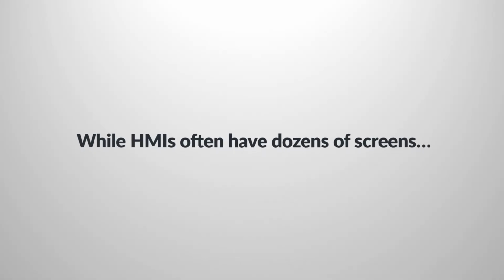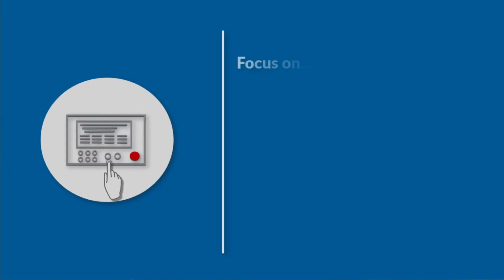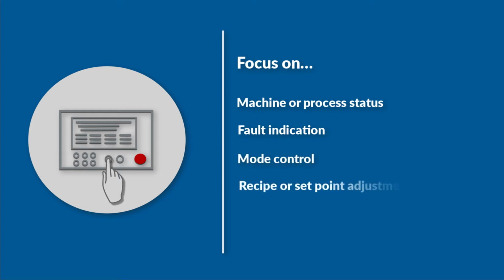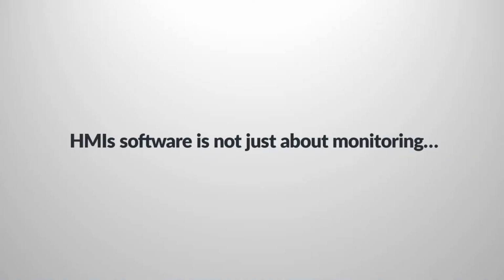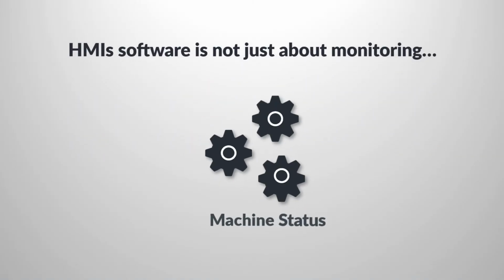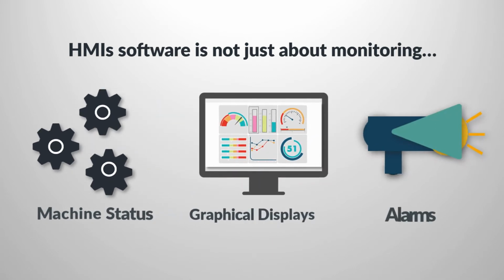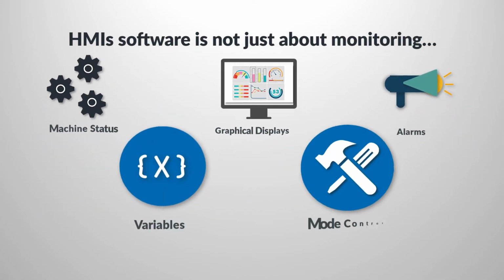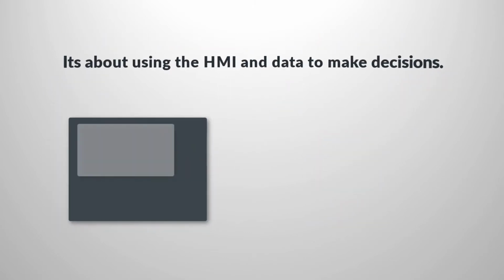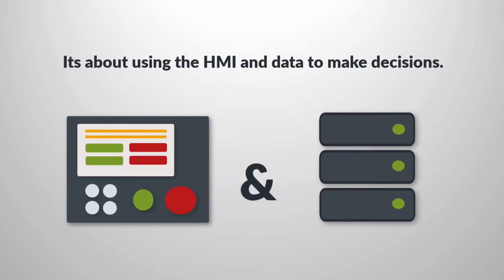While HMIs have dozens of screens, focus on machine or process status, fault indication, mode control, recipe or set point adjustment, and manual functions. The HMI software is not just about monitoring things such as machine status, graphical displays, alarms, variables, and mode control on a machine or system. It's also about using the HMI and the data to make decisions.